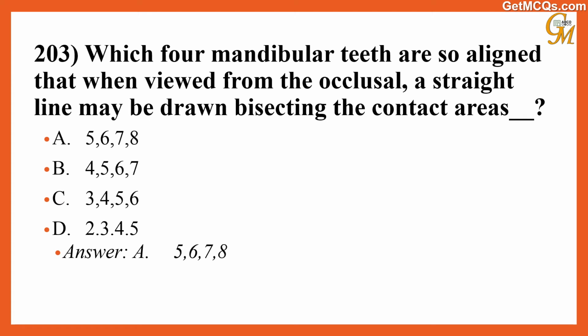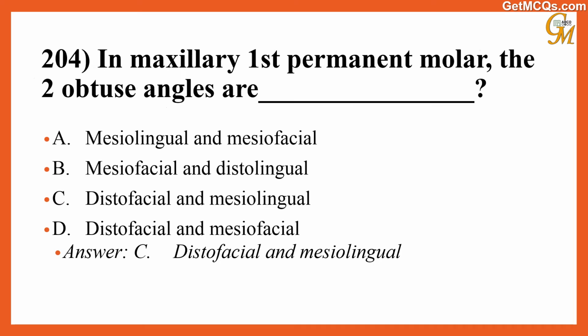203. Which four mandibular teeth are so aligned that when viewed from the occlusal, a straight line may be drawn bisecting the contact areas? Answer: A. 5, 6, 7, 8. 204. In maxillary first permanent molar, the two obtuse angles are? Answer: C. Distofacial and mesiolingual.